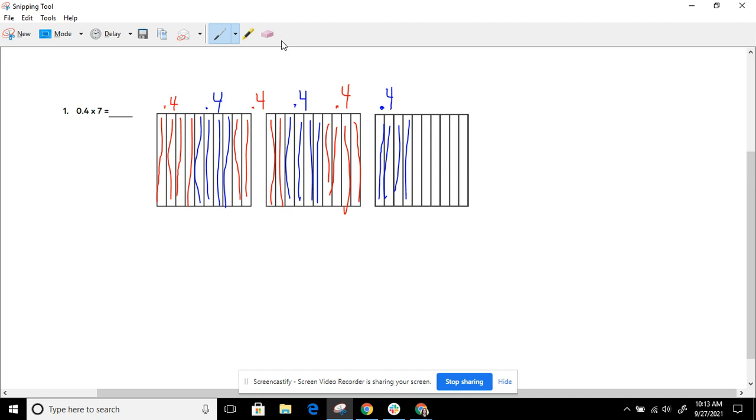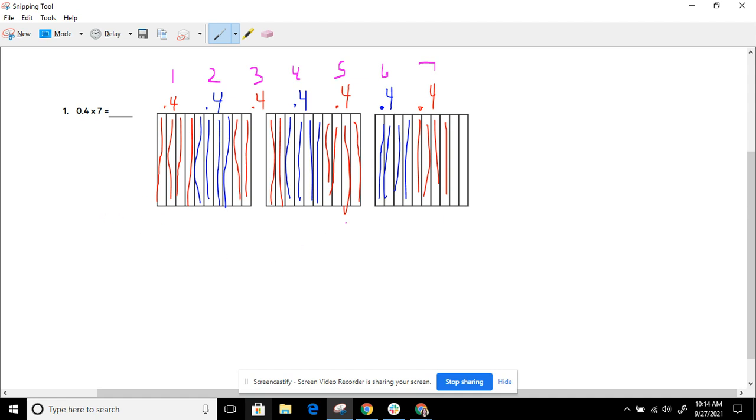4/10, and I need 1 more. 1, 2, 3, 4. Okay, so let's make sure I've got 7 groups of 4/10. Okay, I've got 1. Let me choose a different color here. I've got 1, 2, 3, 4, 5, 6, 7 groups of 4/10.